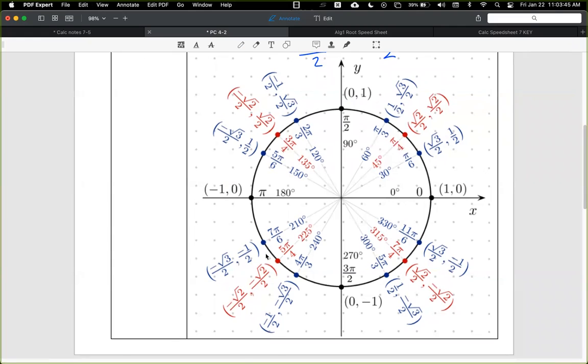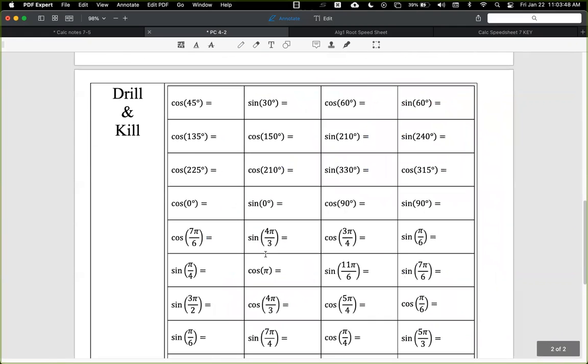Moving on to the second part of today's lesson. Cosine of 45 degrees. Cosine.